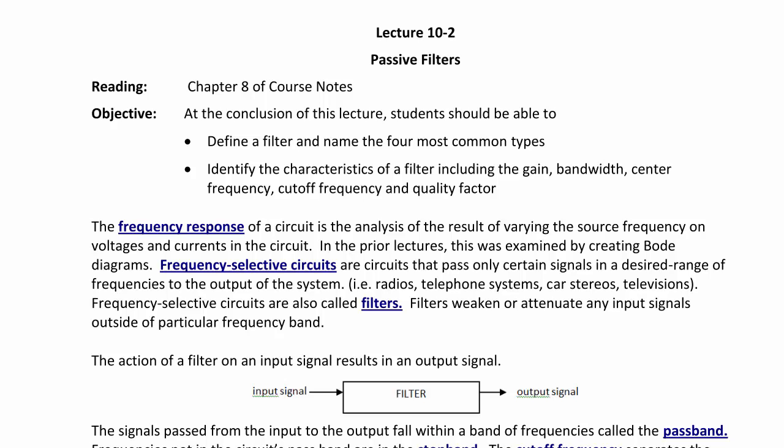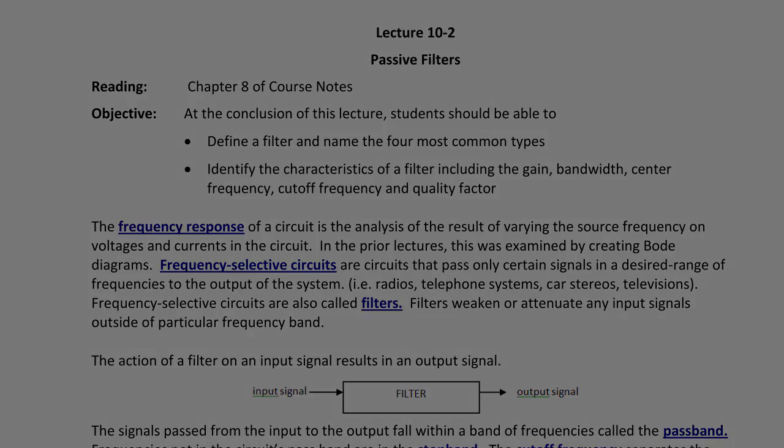Frequency selective circuits are circuits that pass only certain signals in a desired range of frequencies to the output of a system. Examples of where these circuits are used would be in radios, telephone systems, car stereos, or televisions. Frequency selective circuits are also called filters. Filters weaken or attenuate any input signals outside of a particular frequency band. The action of a filter on an input signal results in an output signal, as shown in the following diagram.